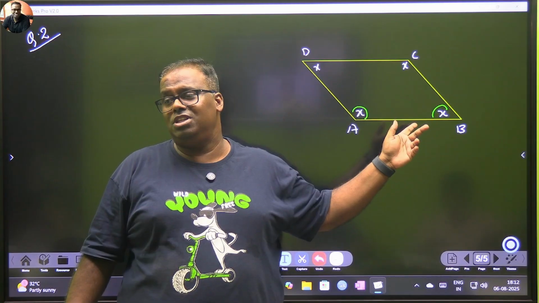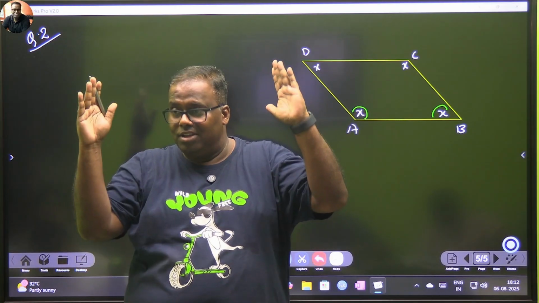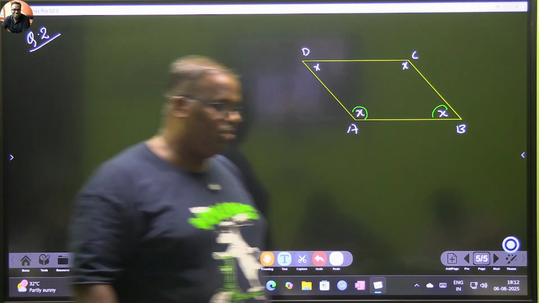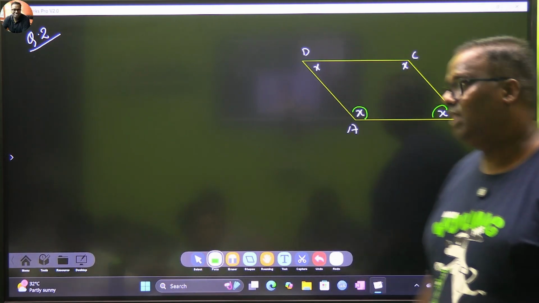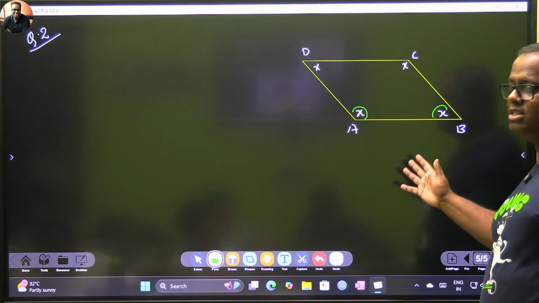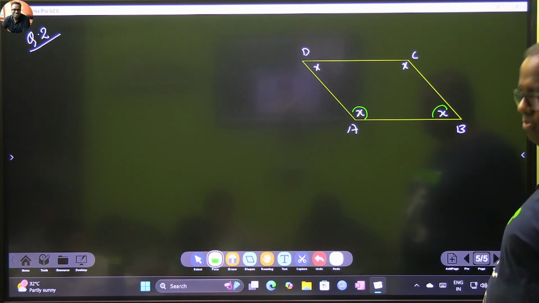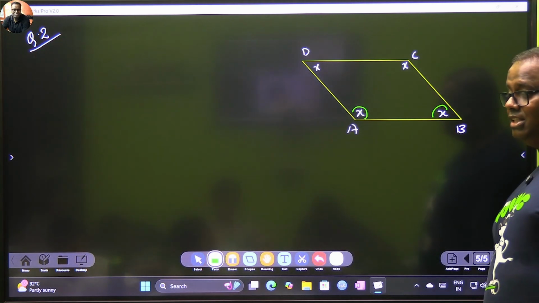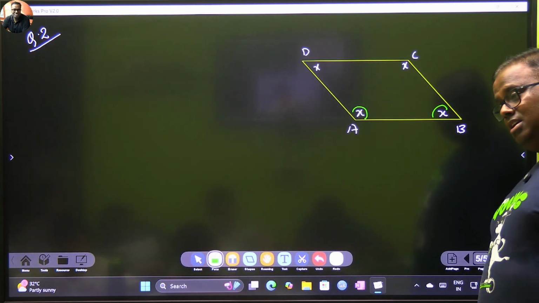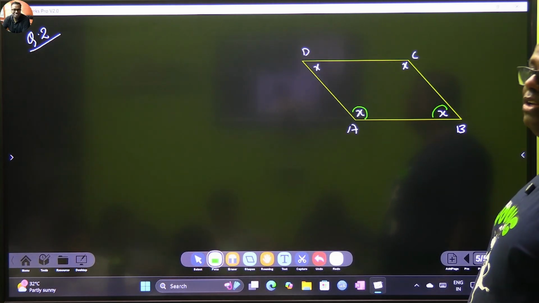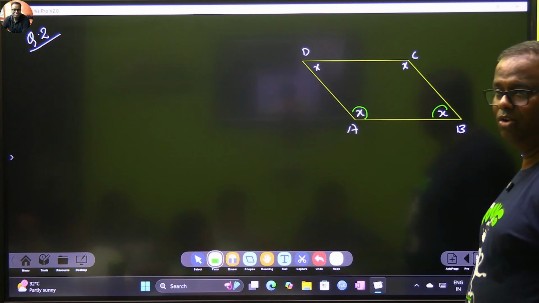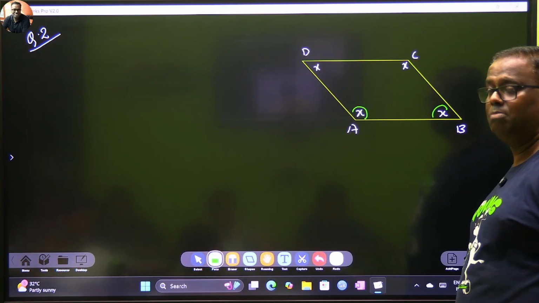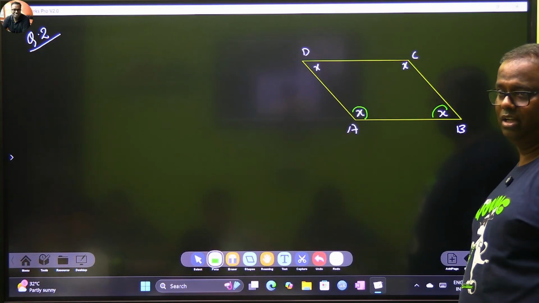It cannot be this type of figure. It is a rectangle. Excellent. You've understood. So once you write this, then you put that last statement also: therefore, the given parallelogram is a rectangle. Every rectangle is a parallelogram. You cannot say it is not a parallelogram. Every rectangle is a parallelogram, but every parallelogram is not a rectangle.